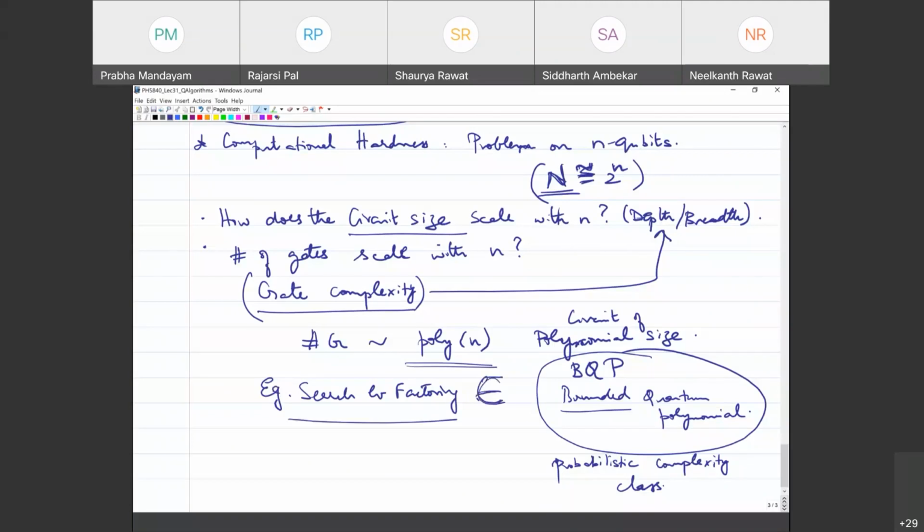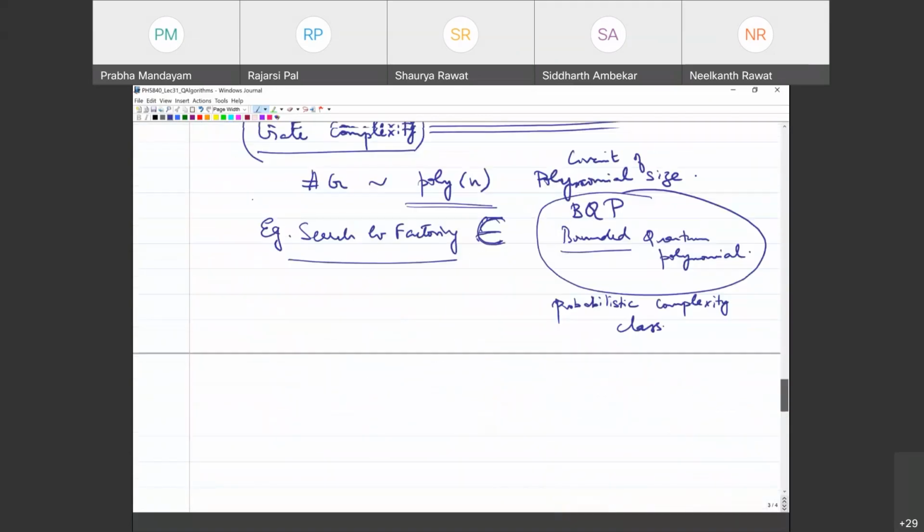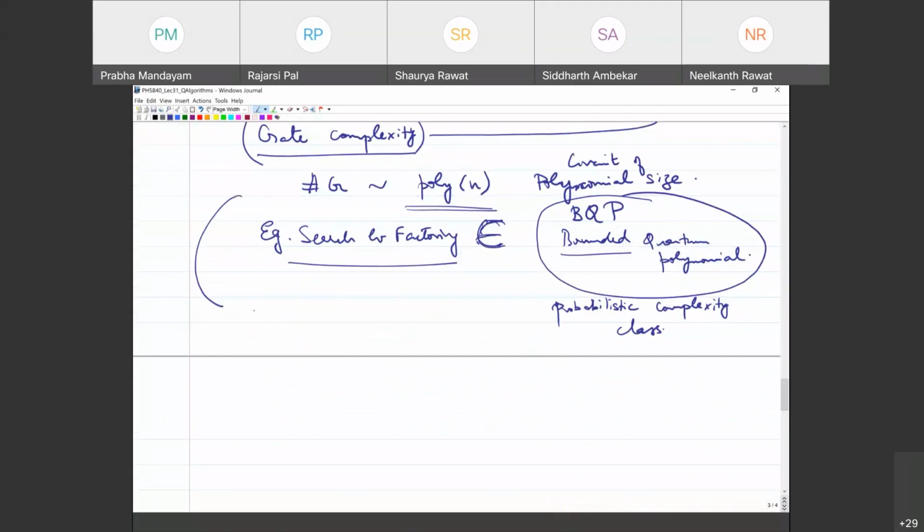On the other hand, if of course the gate complexity were to grow exponentially, then this would be a problem that is considered hard even in the quantum case. It's not just hard classically, but it's also quantum hard. And the associated class, the analog of what would be called NP in the classical case, is something called QMA.